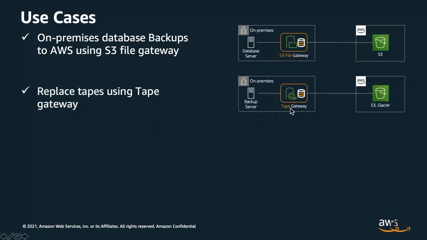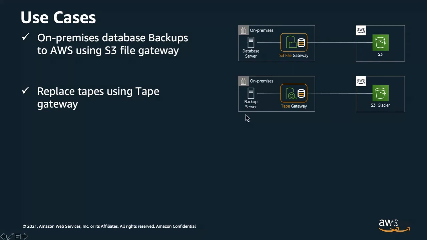Essentially, what Tape Gateway does is it emulates a virtual tape library, so that the backup software thinks that it's writing to a tape library, but in the back, what's happening is it's writing to the Tape Gateway, which in turn is sending the data to S3. And when the backup software ejects the tape, the data is moved from S3 to Glacier or Deep Archive, and further reduces your costs.